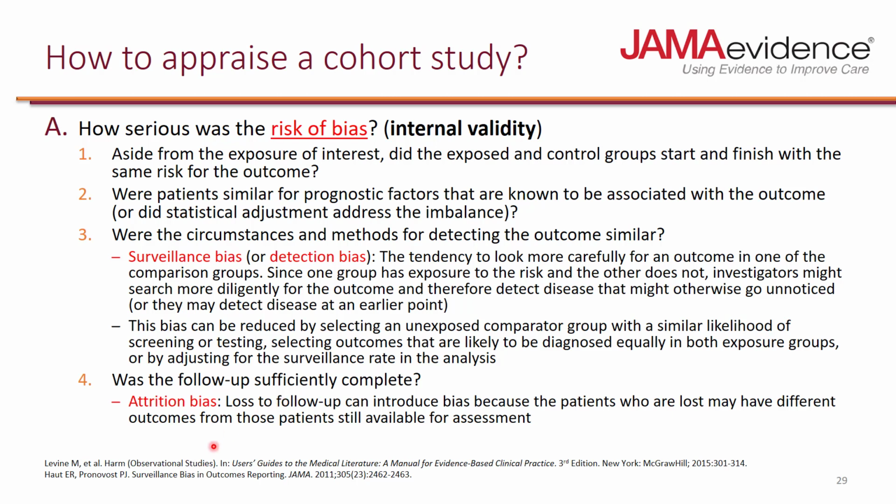Another bias that can emerge in cohort studies is attrition bias, which is basically when we have patients lost to follow-up. This can introduce bias because the patients who are lost may have different outcomes from those patients who are still in the assessment, and different groups may lose patients at different rates, so the groups will no longer be equal.